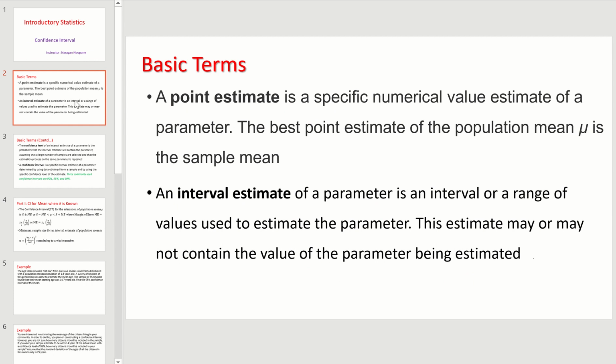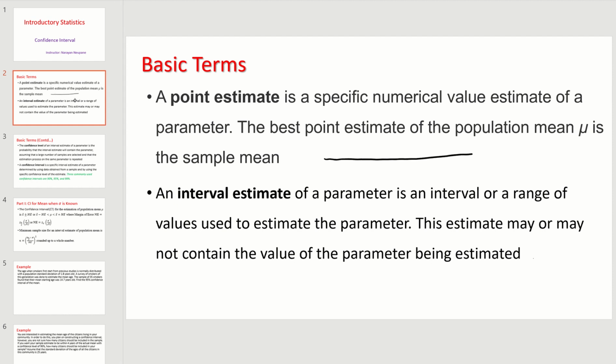The first one is a point estimate. A point estimate is a specific numerical value that estimates certain parameter of the population. The best point estimate of the population is the mean. So, meaning of this is if I want to determine or if I want to predict the population mean, I need a point estimate which is called the mean of the sample in this case.